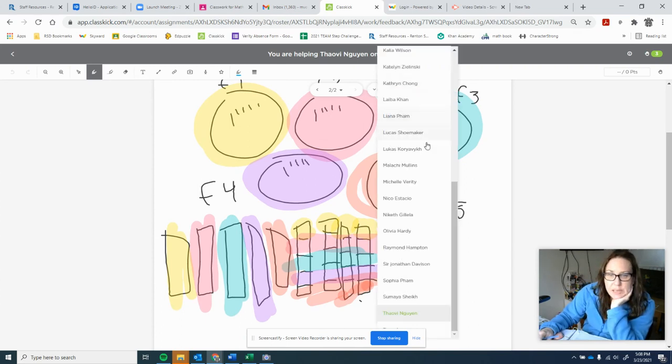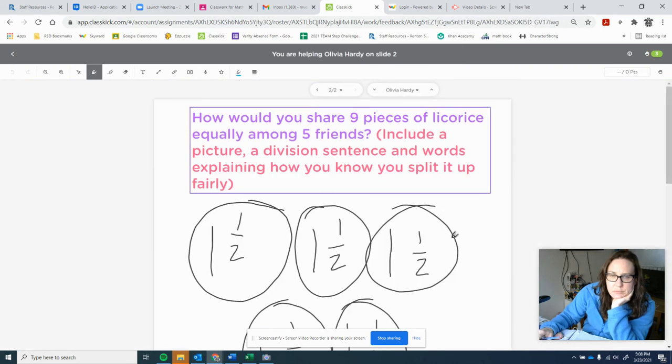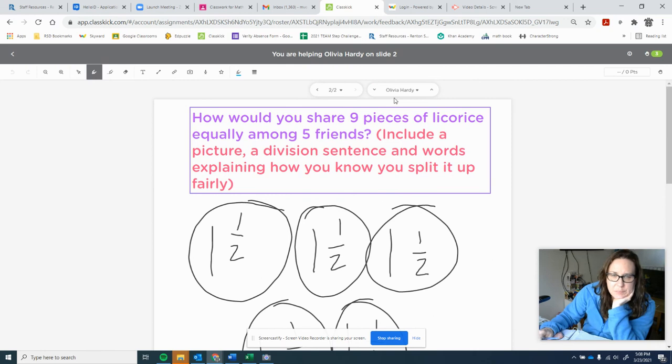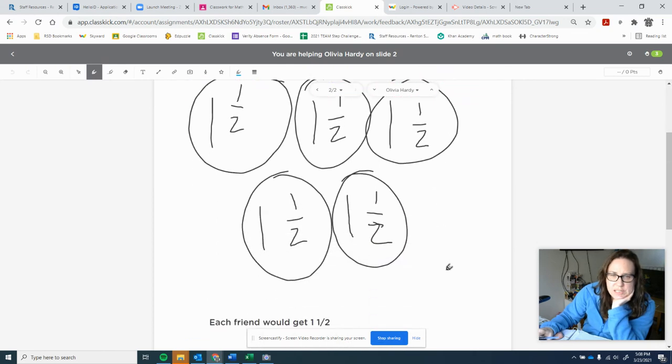I'm going to go to Olivia. Now, Olivia was still working on hers. So what she was doing is she was able to give everybody kind of partial quotient. She was kind of doing partial quotient, which I thought was really cool. So she knew she could get everybody one, and then she knew she could give everybody a half, but that only came to 7.5 pieces. So she still has 1.5 pieces to deal with. And now she is on the hunt of figuring out how to give everybody equally some of that 1.5.